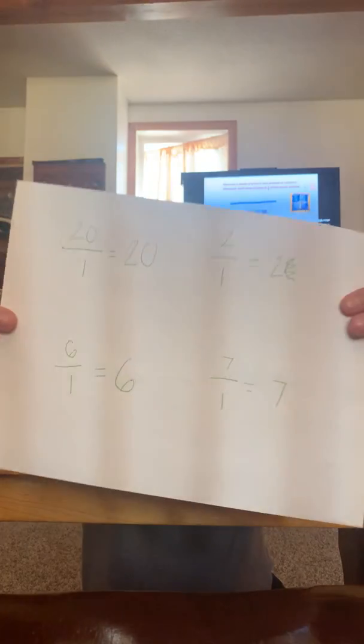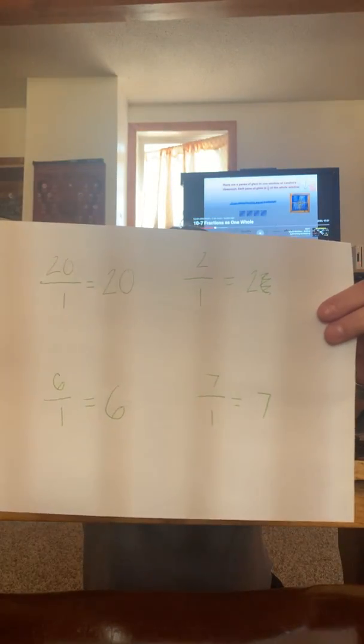So like 2 over 1 equals 2. 20 over 1 equals 20. 6 over 1 equals 6, and 7 over 1 equals 7. So that's what this is explaining in this key concept right there. So I just wanted to make sure we all understand that, okay? So let's go into our guided practice.